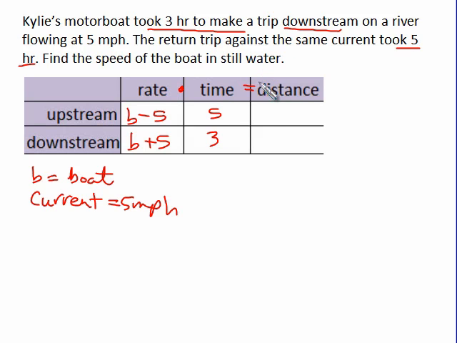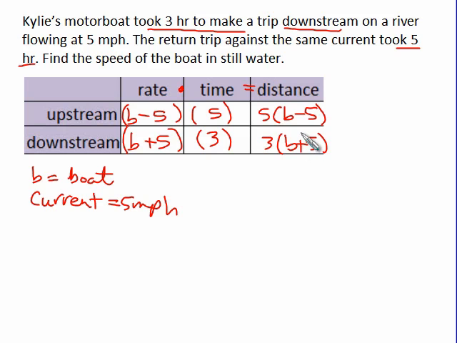Well, I've read all of the words, and this column here is blank. That means that the only way to fill it in is to use the formula. The formula tells me that rate times time is equal to distance. I'll go ahead and write the 5 first. So 5 times b minus 5 must be the distance upstream. And same thing with our second row. If I'm going downstream, then I'm going to put the 3 first. 3 times b plus 5 must be the distance.